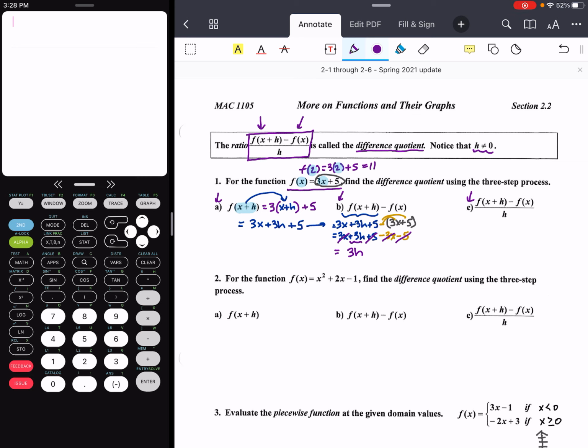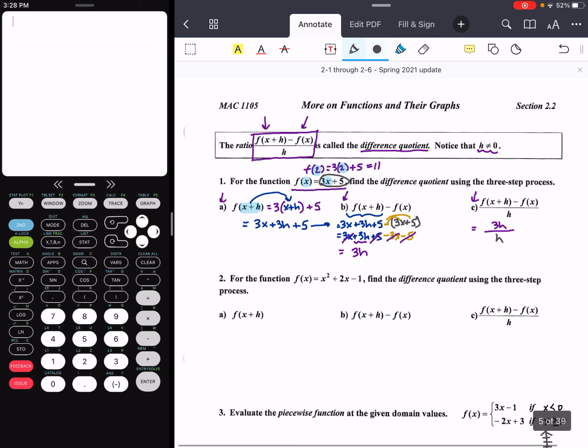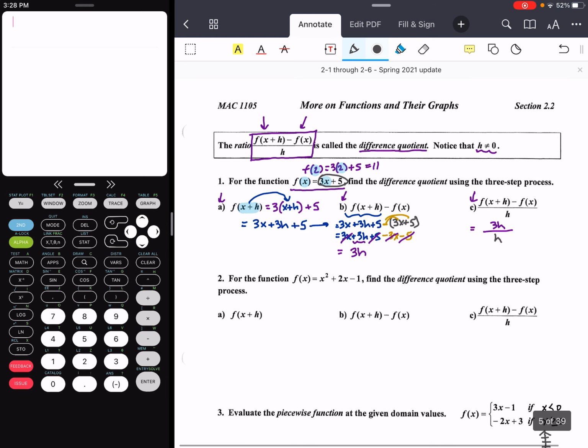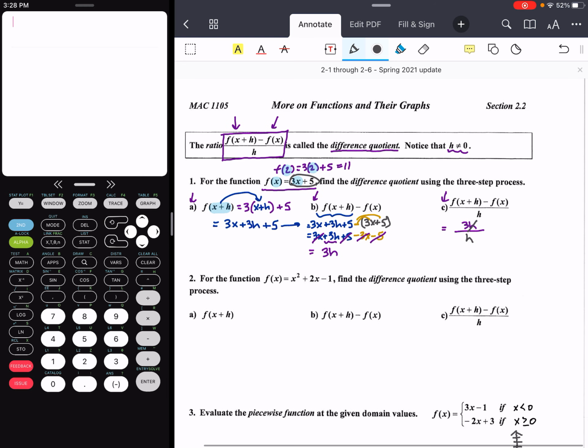And then for part C, I want to write f of x plus h minus f of x over h. That's just going to be 3h from the numerator, and then I need to divide by h. So 3h divided by h, those h's cancel. So the difference quotient is actually just 3.